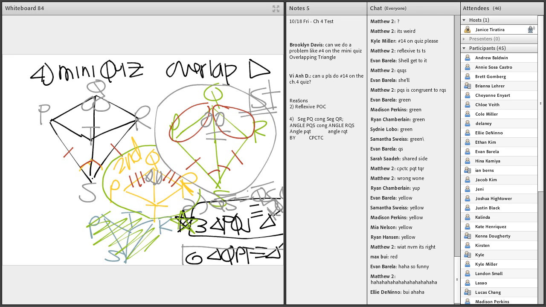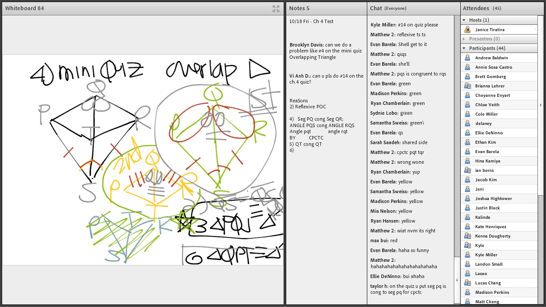And now for step 5, before step 6, I have to use the shared side. So QT is congruent to QT, I don't have the segment bars. And then step 6, these are congruent triangles. The yellows are congruent by SAS. Oh, sorry, step 5 is by reflexive POC. All right, whew.